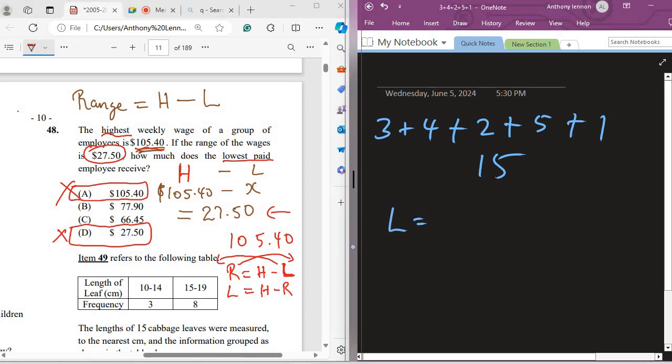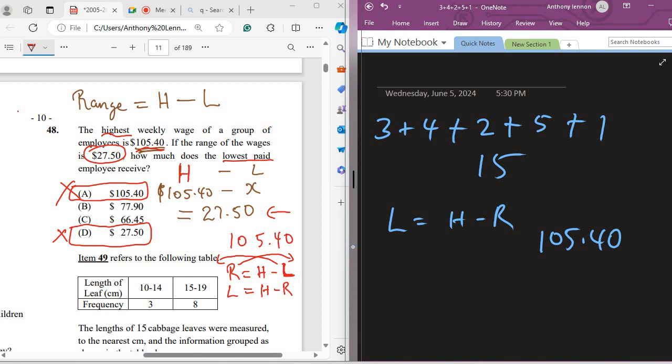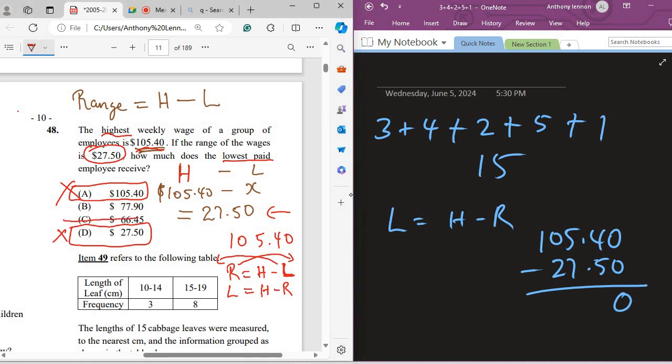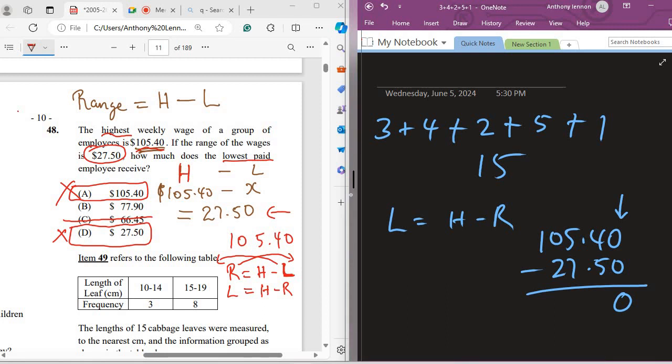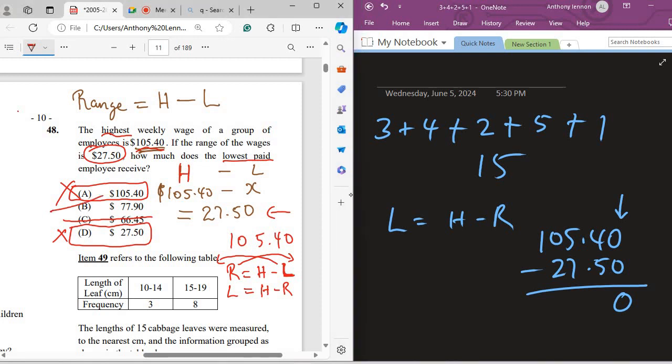So that's going to be, what's the highest? $105.40 minus $27.50. And that should make sense too, right? If we subtract, which one of those will be the answer? We already eliminated A and D. If we subtract 0 from 0, we're going to get 0. So right away, we know that C can't work, because if you subtract 0 from 0, you're going to get 0. C ends with a 5, $66.45. When we subtract the 0 from 0, we didn't get a 5. So we're definitely going to get $77.90. And so B is the answer.